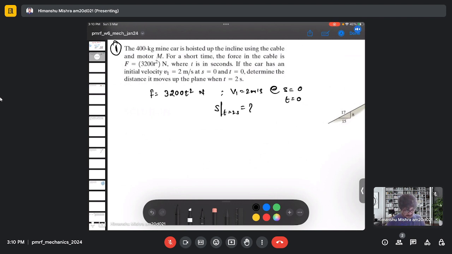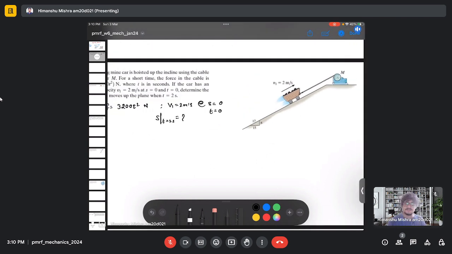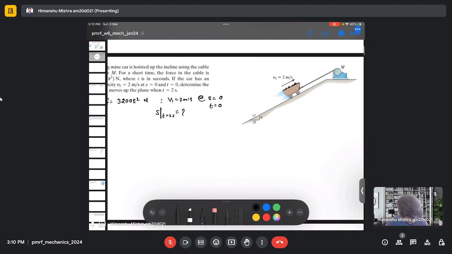And we have a figure given here, and from this figure we can actually easily make a free body diagram. Let's say this is a schematic of a car, and this is the weight of the car.